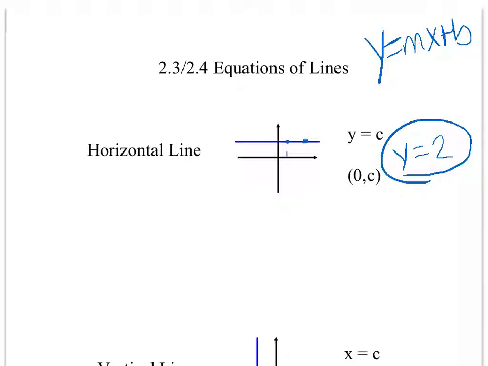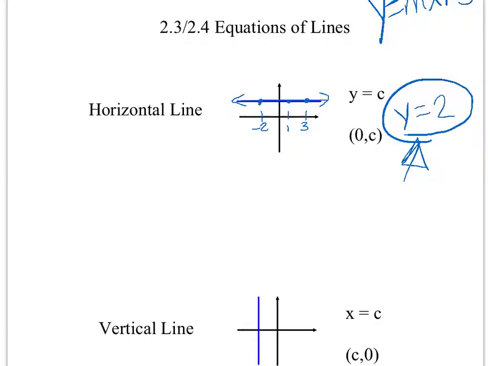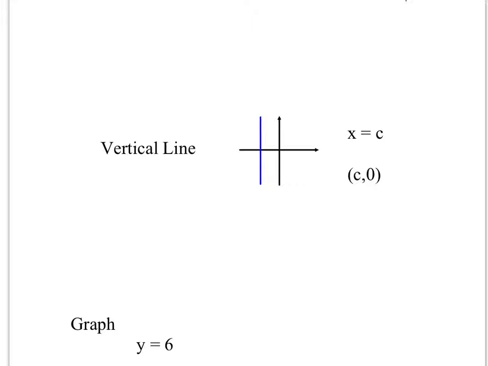No matter what x value you pick, so you could have x value of 1, y is 2. You could have the x value of 3, y is 2. You could have the x value of negative 2, y is 2. It doesn't matter where you are, you get this horizontal line, y equals 2. So the idea is, in the equation, x could be anything, but y is always 2 no matter what you pick.